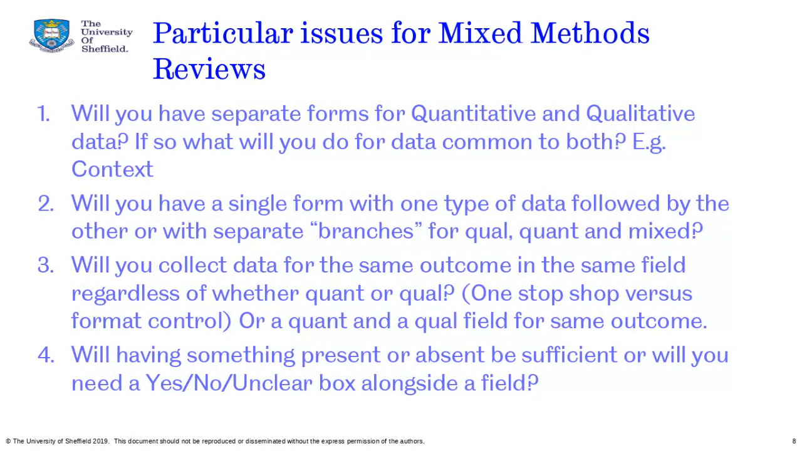And a fourth consideration is: will having something present or absent in a field be sufficient to indicate fulfillment of that field, or will you assign some sort of categorization like yes, no, or unclear in a box alongside that field, again to facilitate some sorting process?